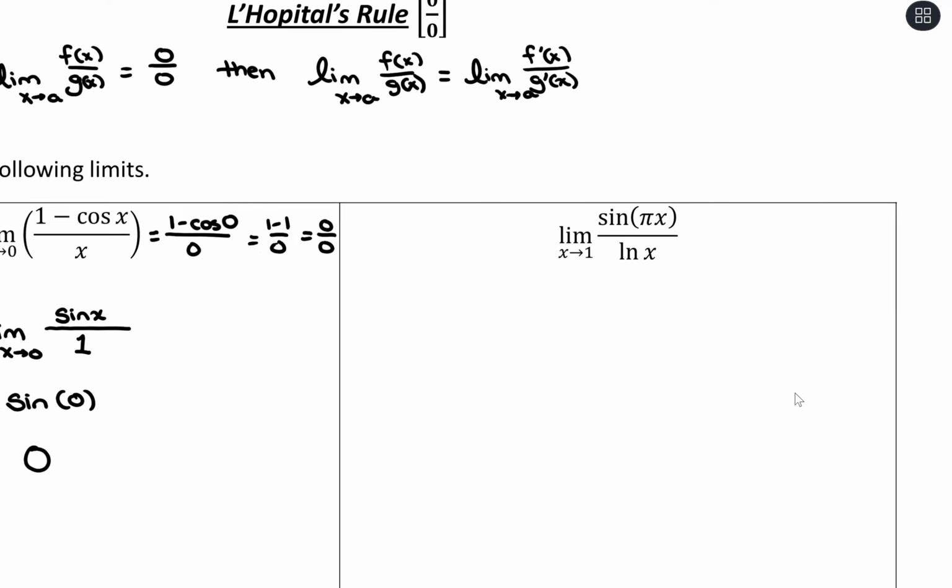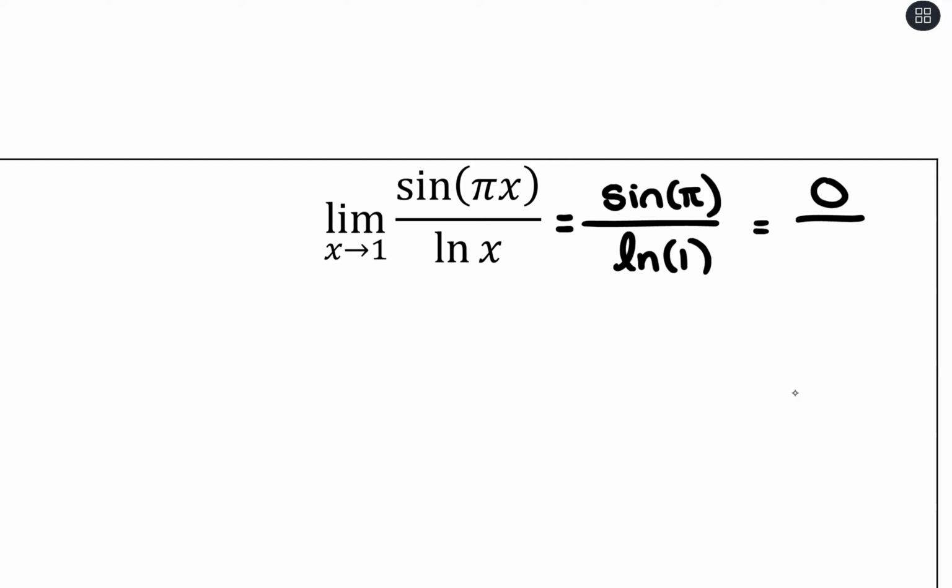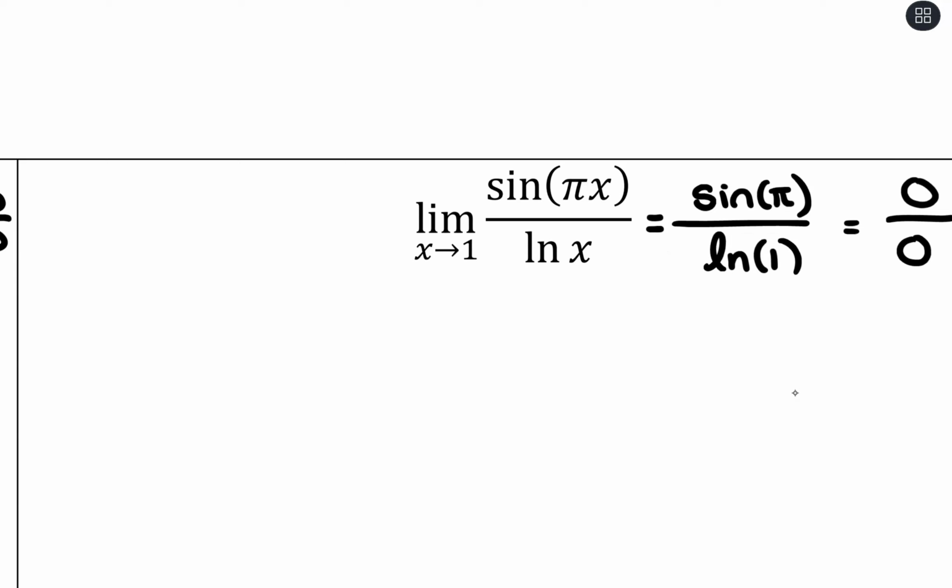Let's check out this next one. So let's say we're trying to evaluate the limit, so this would be sine of pi over natural log of 1. Sine of pi is equal to 0, divided by natural log of 1 is also 0. So seeing that 0 divided by 0, I know I want to use L'Hopital's rule because that's an indeterminate form.